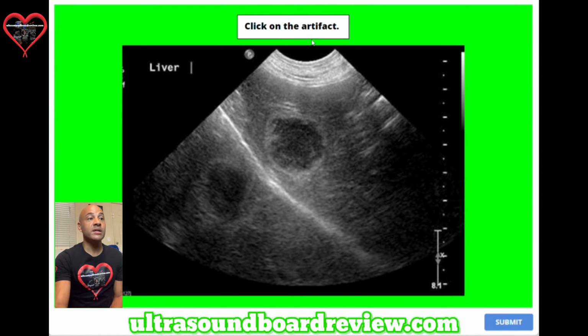Question number 2, click on the artifact. So where would you click on this image? The answer is right here. This is called the mirror imaging artifact.